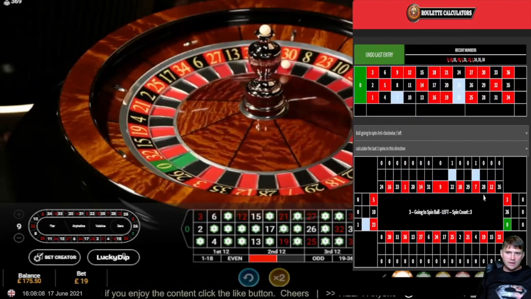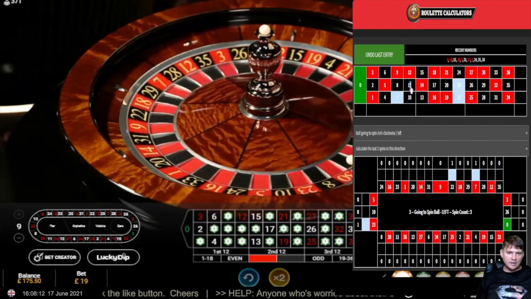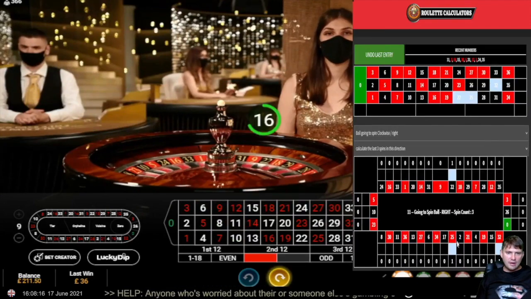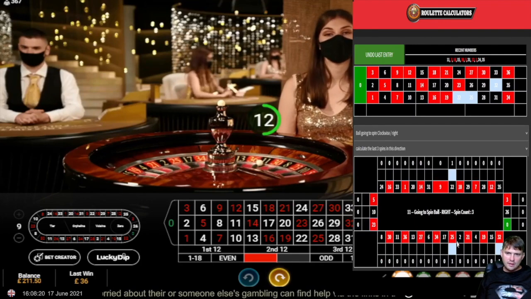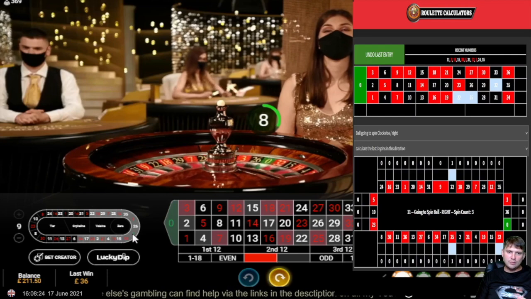Let's see if he gets a result there. It has landed on number 11, so he did get that one. That was a good shout there. So that's put him up to £211.50. This one, you could probably cover it, but I prefer to see them a bit closer together. These ones are fairly spread out.